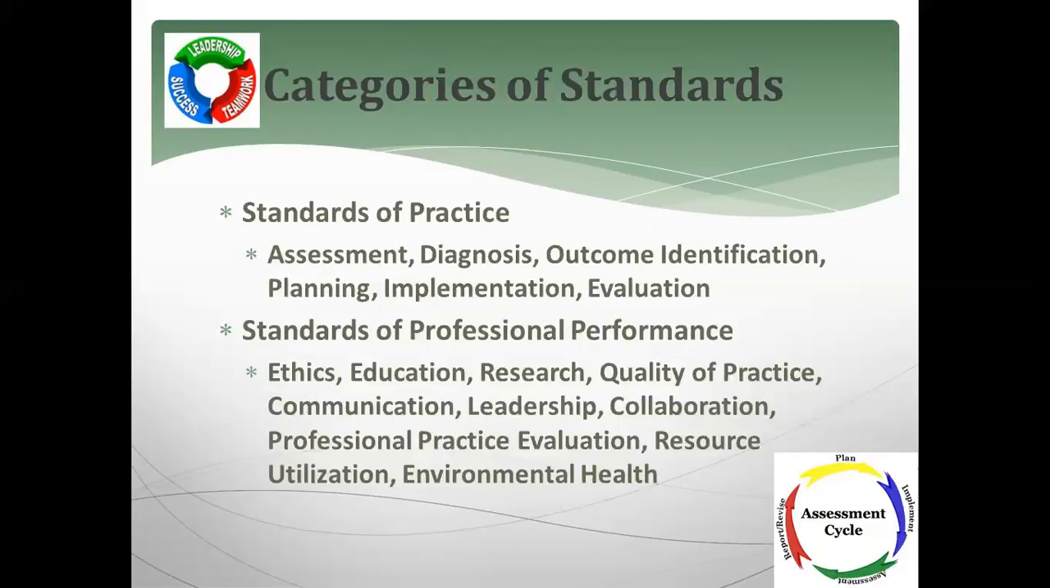The second element consists of the standards of professional performance. The American Nurses Association states these standards are reflective of competent nurses' behavior in the professional role. They include the topics of ethics, education, evidence-based practice and research, quality of practice, communication, leadership, collaboration, professional practice evaluation, resource utilization, and environmental health.